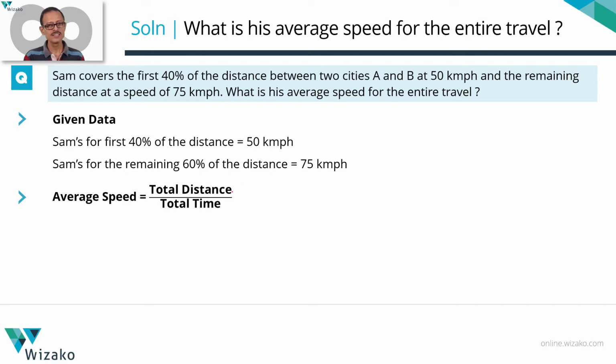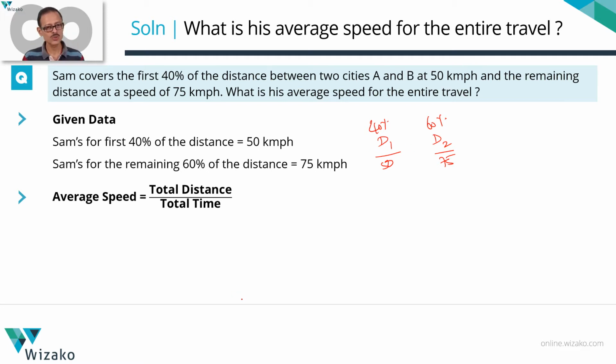This is the formula. The first thing that we need is the total distance. If we can get the total distance, we can compute 40% of the distance and 60% of the distance. Once we have these two in place, we can find the time taken for each part. Let's say this is d1, this is d2; divided by the speed, you'll get the time taken. Once you know t1, t2, d1, d2, you can find the answer.